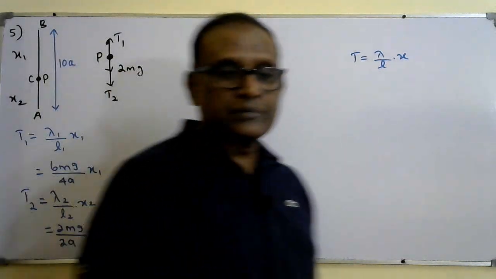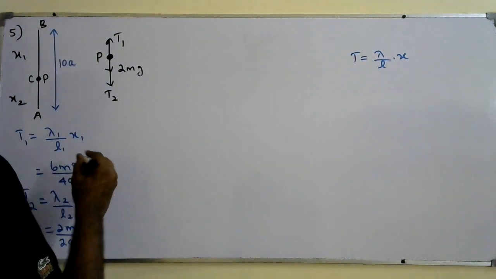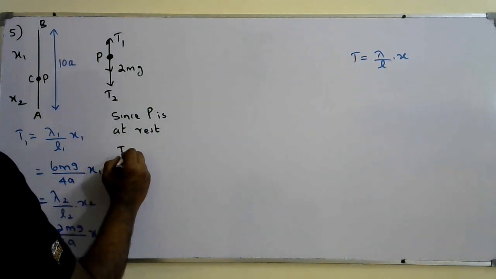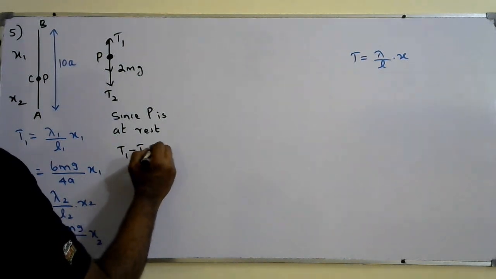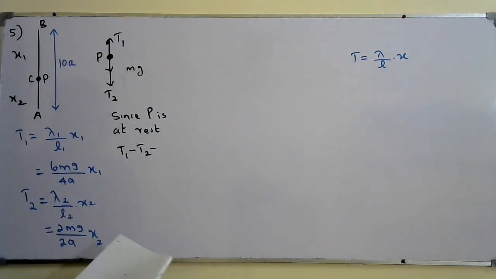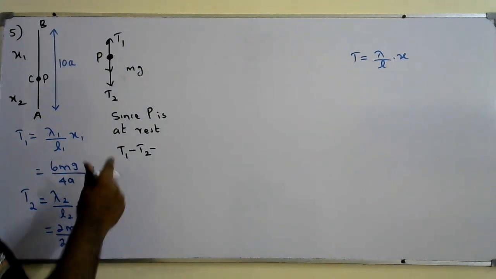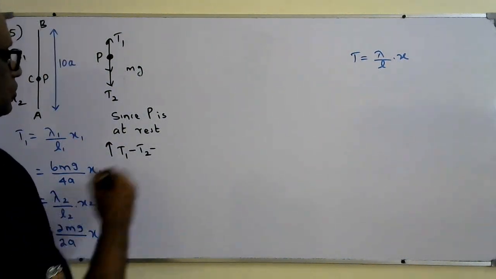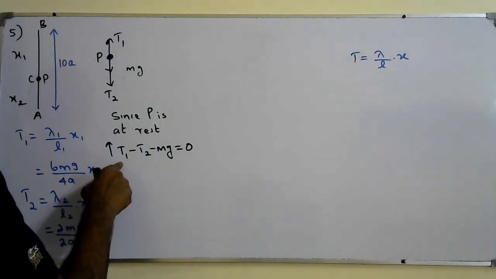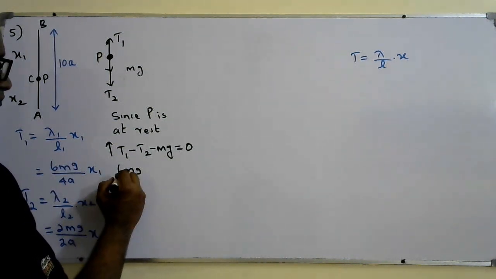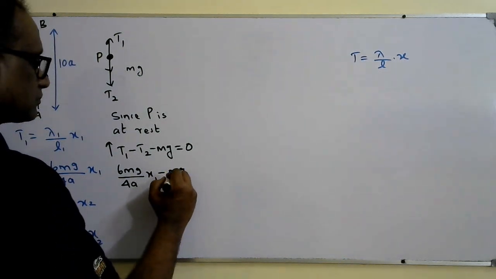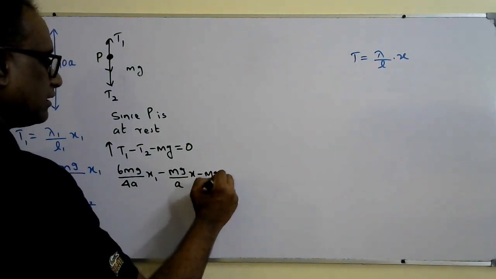Since the particle P is at rest, the resultant force must be equal to 0. So we can say T1 minus T2 minus mg, not 2 mg, mg. The weight of the particle is mg, given as a particle of mass m. We can write upward direction or downward, either way, no problem. So T1 minus T2 minus mg equals 0. Instead of T1, we substitute 6 mg over 4a x1, minus 2 mg over 2a, that is mg over a, x2, minus mg equals 0.